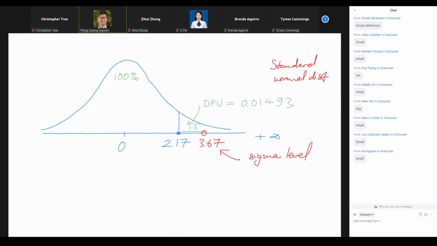And here's the thing. Please look at the picture and think about the following. If DPU increases, then what will happen to the sigma level? Just think about it and then share your thought on it. If the DPU increases, what will happen to the sigma level?